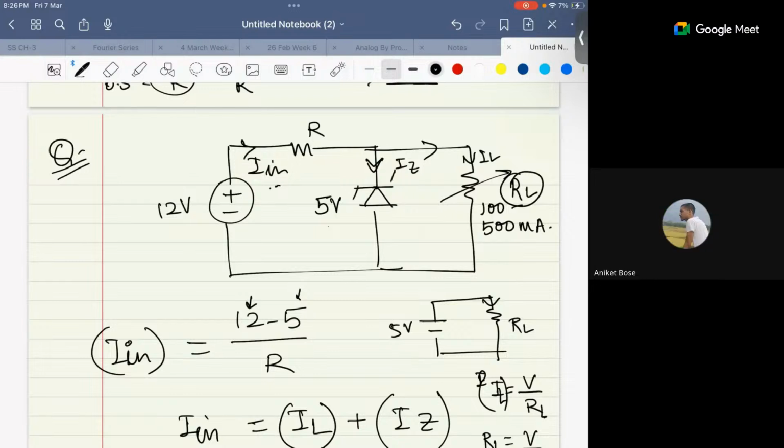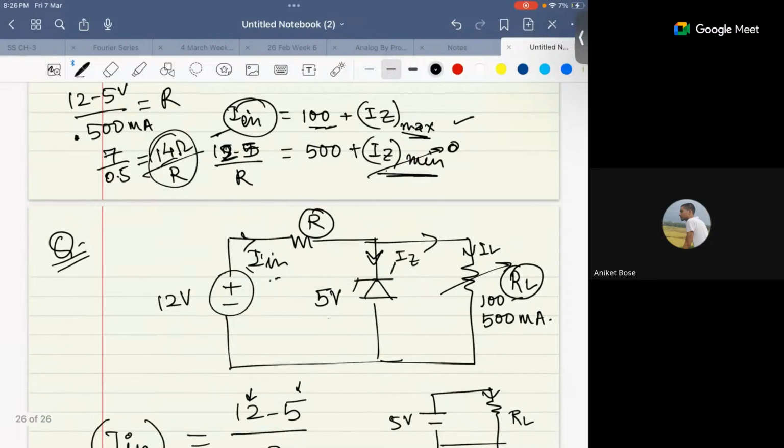Yes, sir. But sir, you haven't used the value of RL, which we calculated in the previous step. But that is of no use, right? I just calculated what can be the range of RL normally. If you have to calculate the value of R, you basically need just the current across it, because some fixed value you need. Yes, sir, got it.